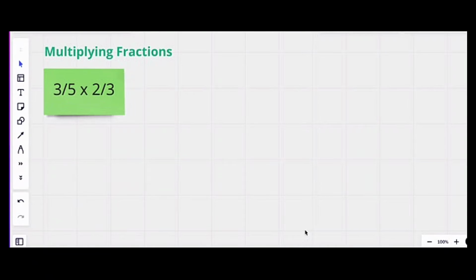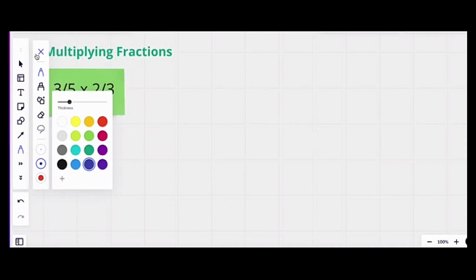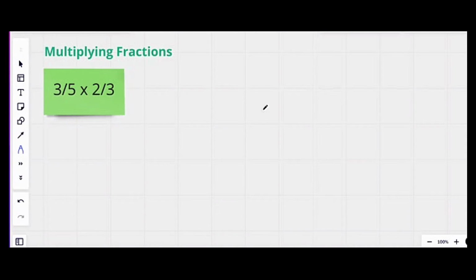Multiplying fractions. When we multiply fractions, unlike adding and subtracting fractions, we don't really care about the denominators being the same. So in this case, we can actually get right into the math. We don't have to worry about making the denominators the same in order to start. So we can go right ahead and start multiplying right here.